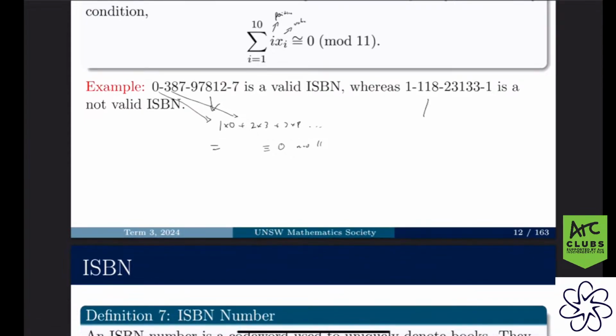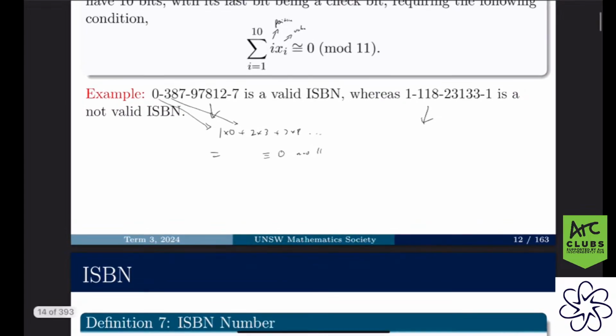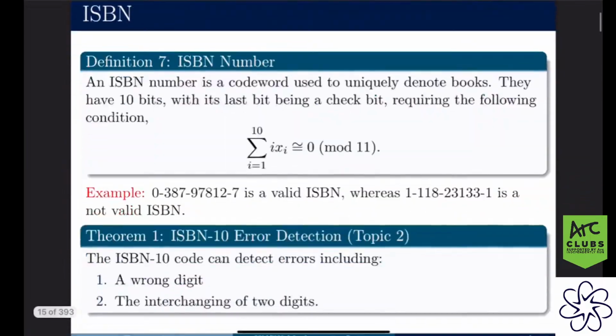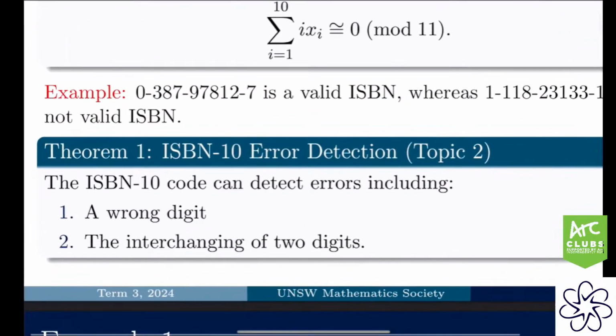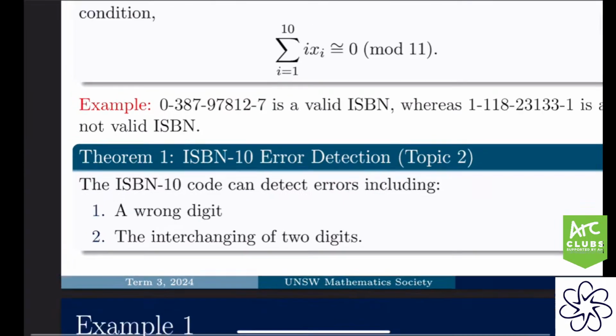Similarly, for the other number, as it's not a valid ISBN, we know that it is not congruent to 0. Some features of the ISBN 10 error detecting code are that it can detect errors including a wrong digit or the interchanging of 2 digits, and I believe Brits has a really nice proof for this in the lectures.